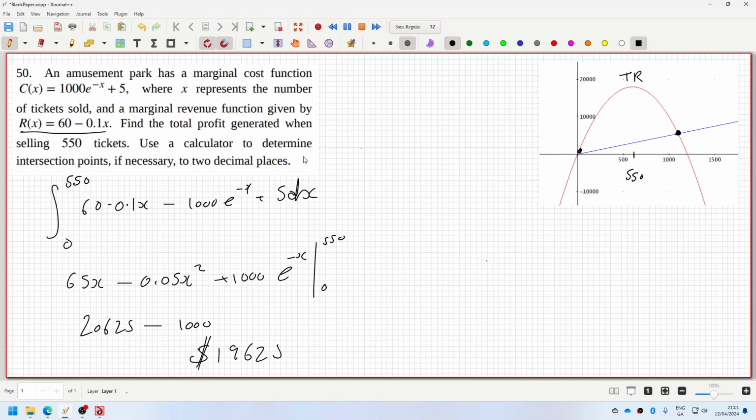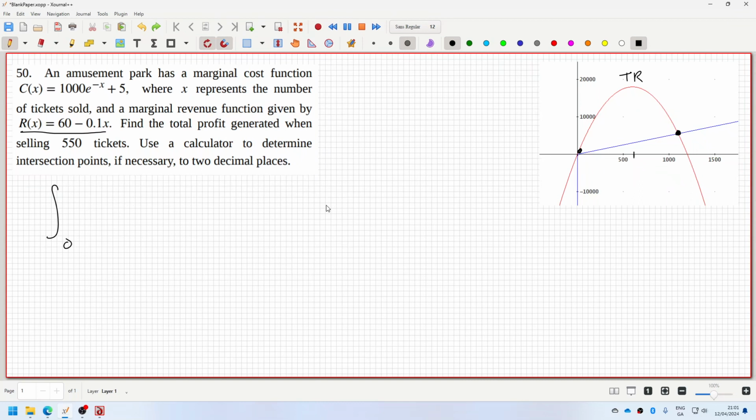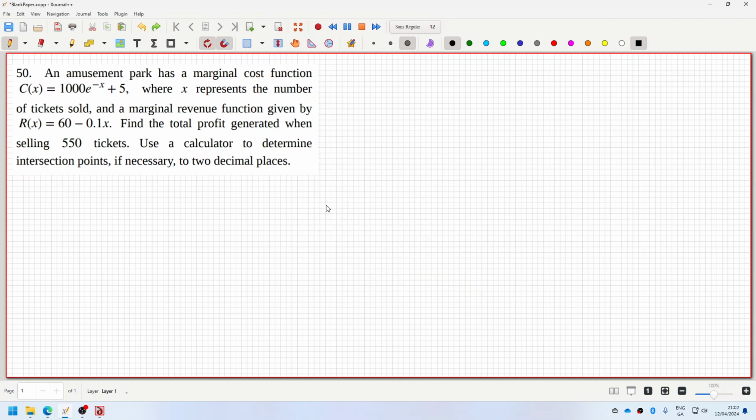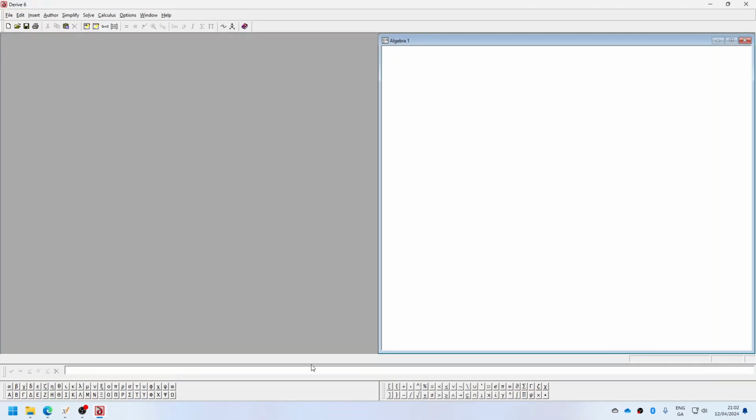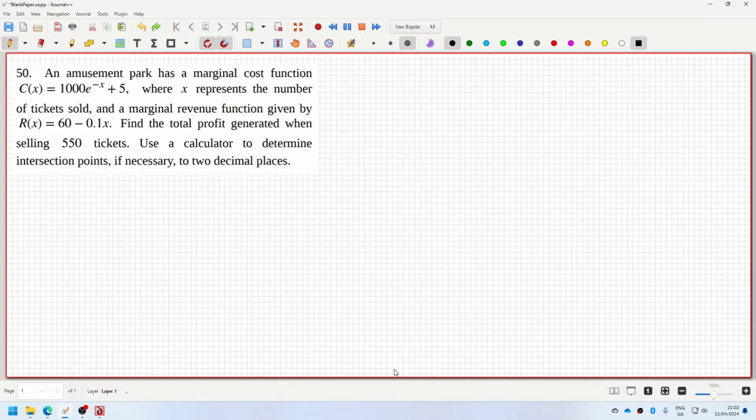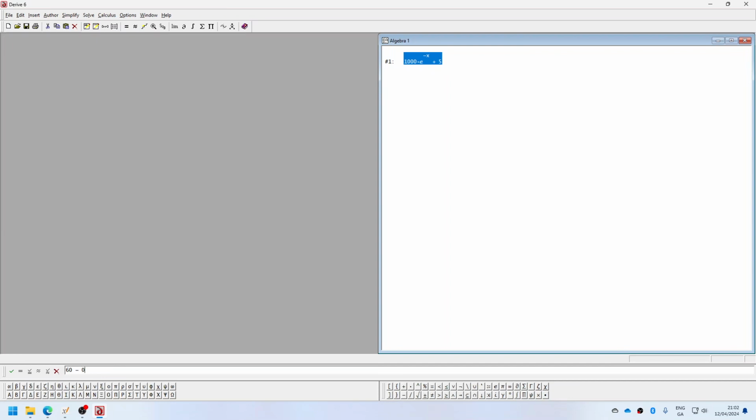Yeah, just gonna look at this again. Because the marginal profit is the area between marginal revenue and costs. So integration, you can get the profit. So let's see, 1,000 e power minus x plus 5, and then 60 minus 0.1x.